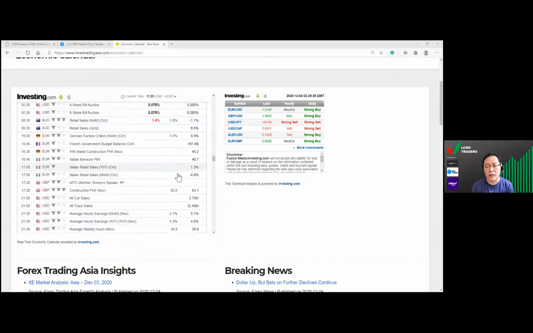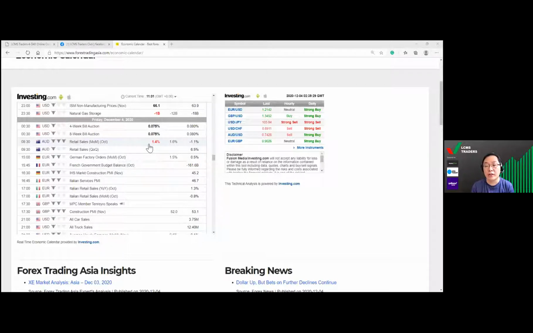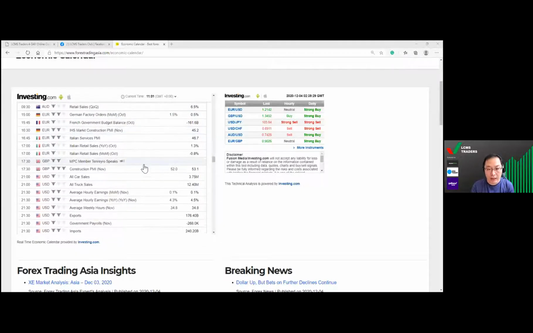That would lead to a slight increase in the US dollar strengthening, but overall the US dollar continues to weaken. Now, what are we going to see today on a Friday? We had Aussie retail sales at 1.4 compared to a forecast of 1.6, but bear in mind it's still much better than the previous month of minus 1.1, as the Australian government starts to relax a little bit on the COVID.